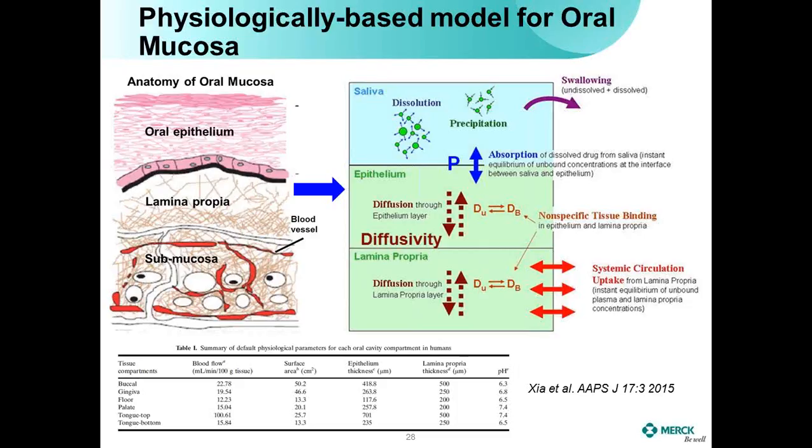So the absorption of the dissolved drug from saliva is via instant equilibrium of unbound drug concentration at the interface between saliva and epithelium. The P here represents a partition coefficient. It's not a permeability, but a partition coefficient, and it's an instant equilibrium reached at any time. If you imagine the drug is swallowed, the concentration in saliva will be reduced instantly, and the partition will change instantly as well.